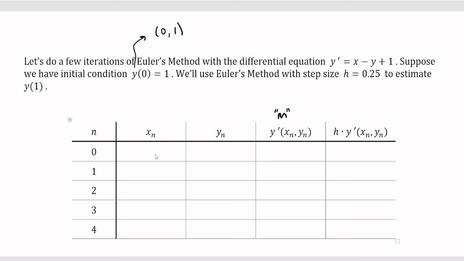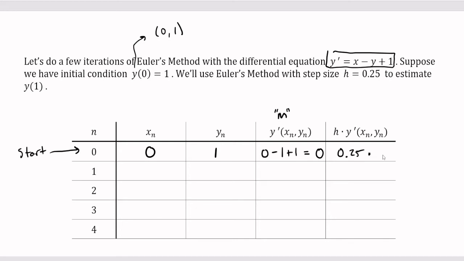So right away, we just plug in n equals 0 as your start. So this is your start. So I start at 0, 1. Now, get me the slope. Okay, the slope here is going to be given by the differential equation. So that will be y prime equals 0 minus 1 plus 1, which equals 0. So at this exact value, the slope is actually 0. At 0 comma 1, the slope will be 0. Anything times 0, although let's write it out, 0.25 is my step size times, right?